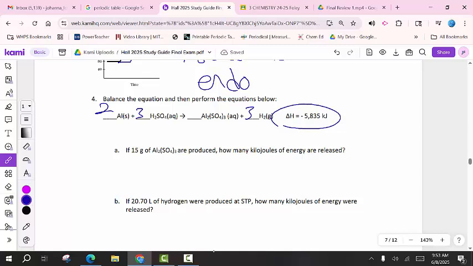Okay, it's telling me that I'm making 15 grams of this, and it's asking for the energy. So the delta H is proportional to the coefficient mole. So what I need to do here is change the grams into moles first, and then I can use the delta H to change it into kilojoules. So I'm going to have to look up the molar mass of that. So let's just Google it.